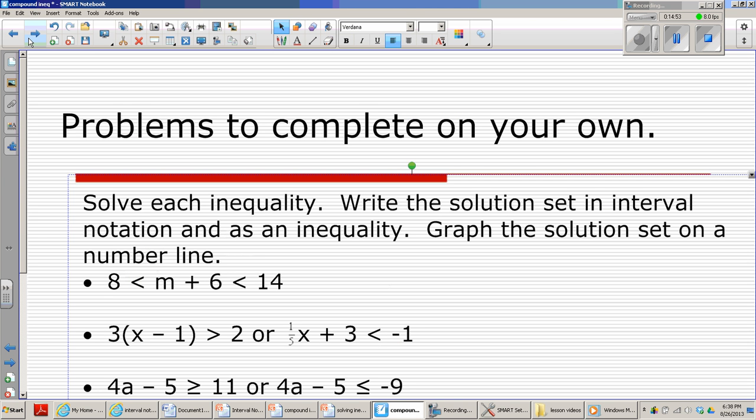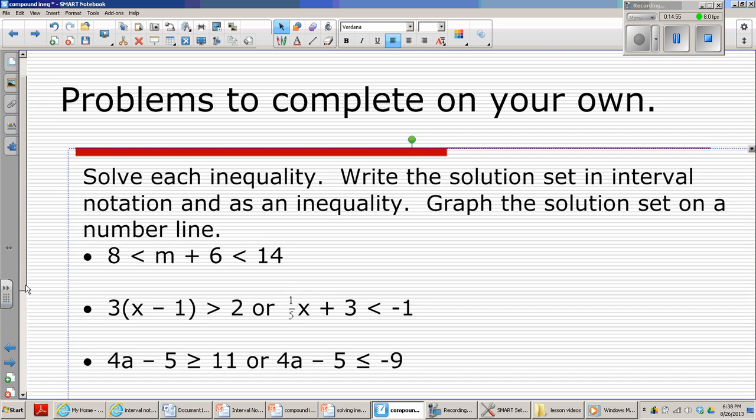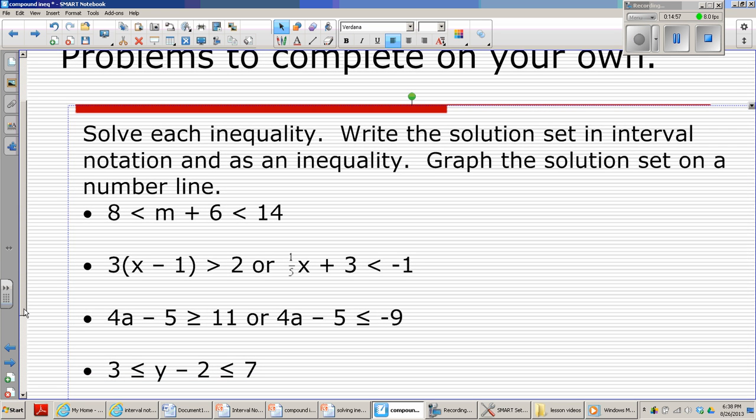I have 4 problems left for you to complete on your own. Be sure you put these in your notebook and show all your work. Be sure you're writing the graph, the inequality, and the interval notation for each.